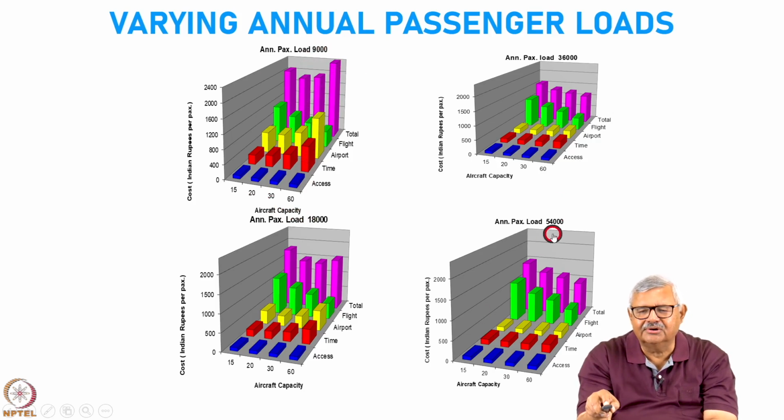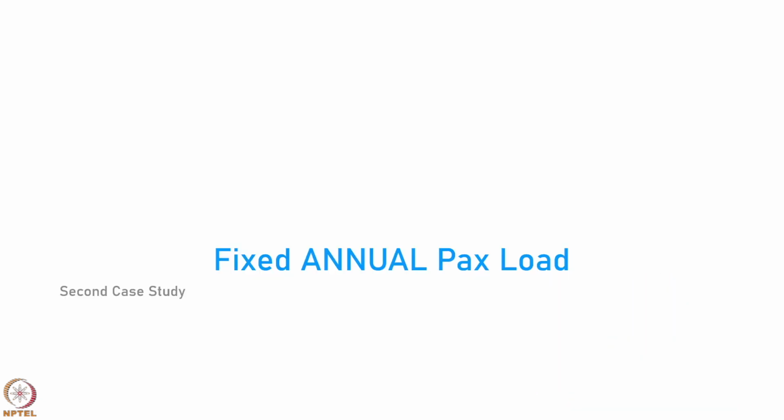When you have very high load, or when more people are traveling, the generalized cost of travel reduces linearly and the flight cost is the main driver, and all other costs are small in comparison because they are shared by a large number of passengers. So, the time cost and the airport cost also become small components because more people are sharing it. The main cost is the flight cost, and for a small aircraft the flight costs are very high, for a large aircraft the flight costs are very low. So, this is the conclusion.